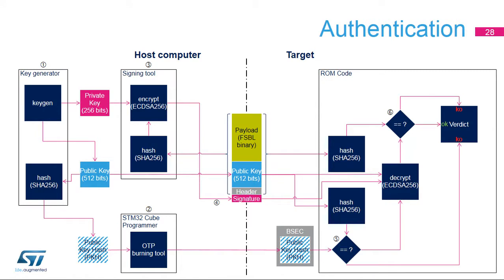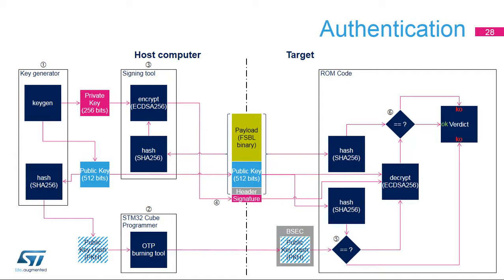This slide is an overview of the image signature and authentication process as it is used on STM32 MPUs. As a prerequisite, here are the minimal acronyms to know for a correct understanding. A payload is a binary file on which a cryptographic operation is done. ECDSA256 stands for Elliptic Curve Digital Signature Algorithm with 256-bit key pairs. It is an asymmetric cryptographic algorithm able to encrypt a payload via a 256-bit private key, then decrypt it via the corresponding 512-bit public key.